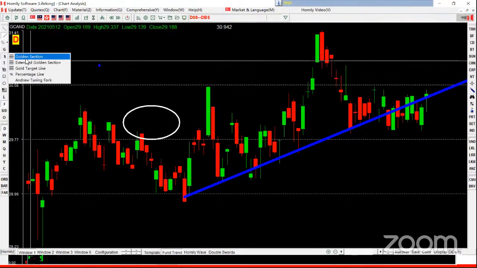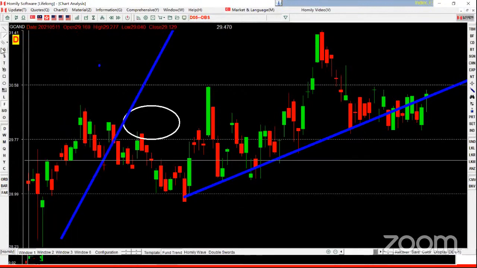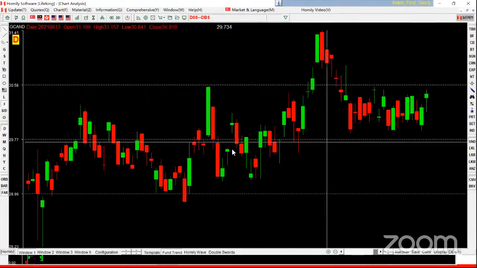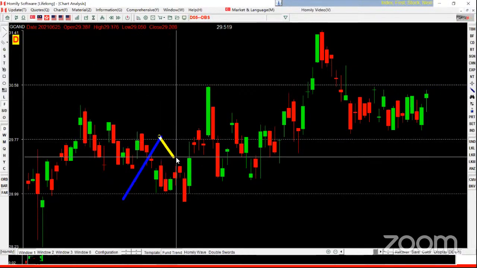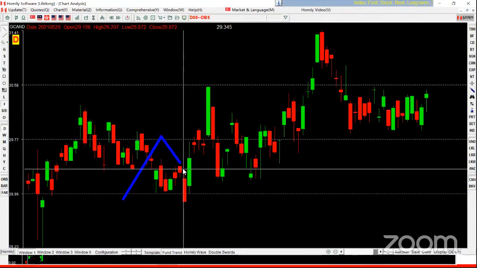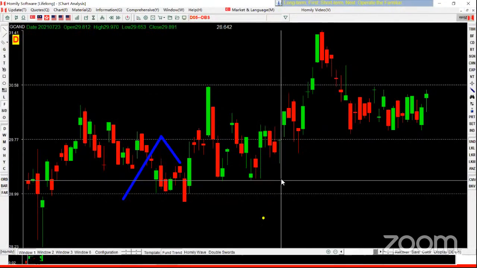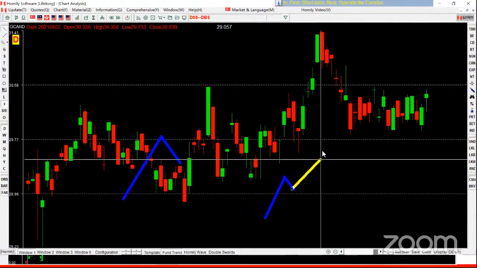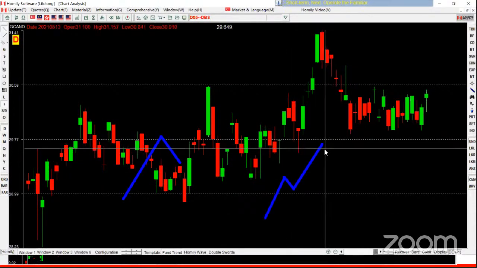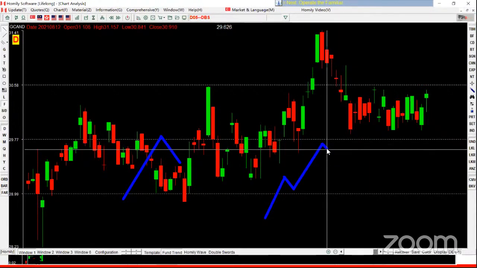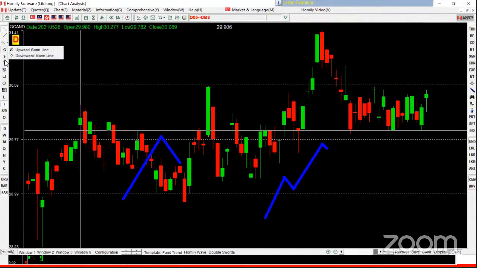Golden section is when the share has moved and has some correction. Then you use golden section to draw the support level. Okay, what does it mean? Let's say previously the share is moving in an uptrend. Then if the stock starts a correction, I use golden section to forecast the support levels.